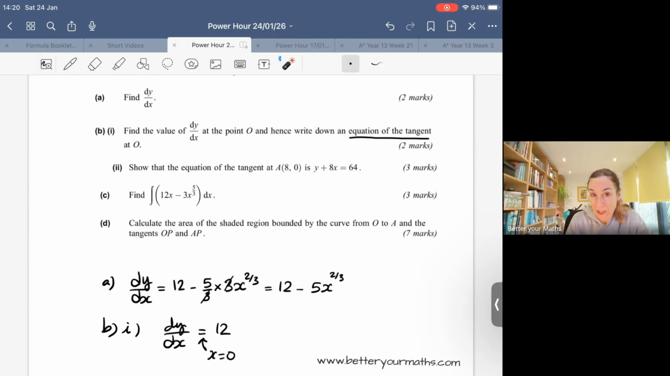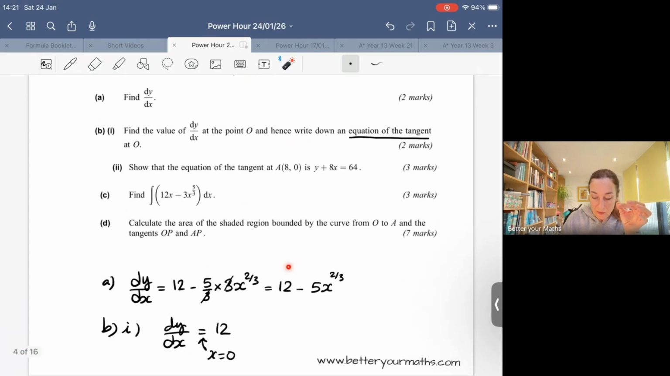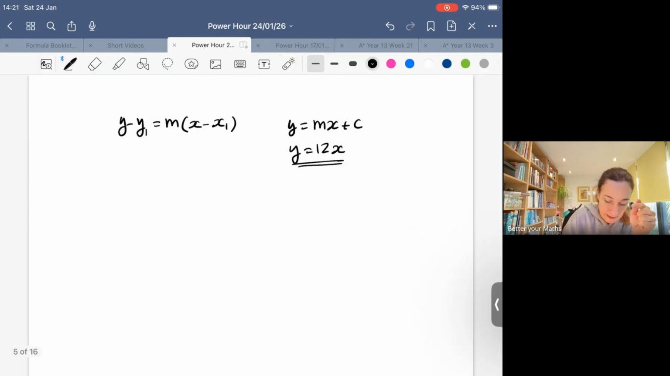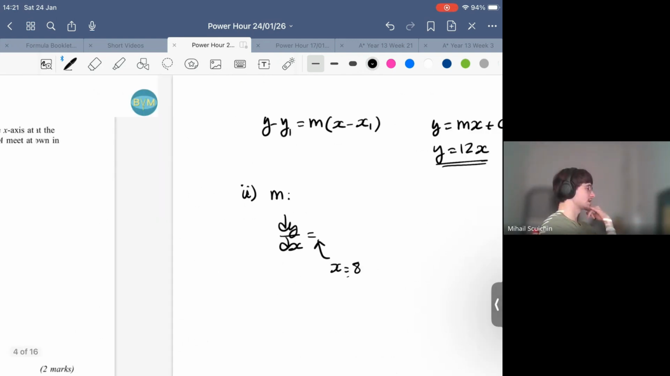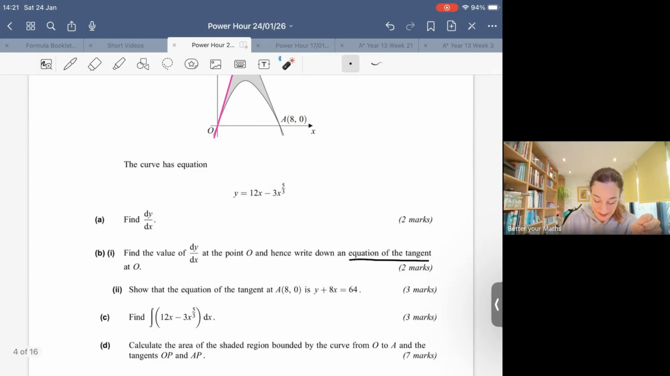So to find the gradient of the tangent, the derivative is telling me the gradient at any point. I just have to substitute the point. So the gradient of the tangent at this point is this one when x is 8. So that's what I'm doing. I'm going to find the gradient first, so I'm going to do the dy by dx now when x is 8. Question, Mihail. So why is it 8? Because the point is at 8, 0.